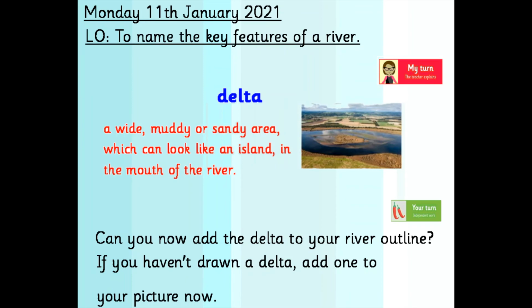So, another feature of a river is a delta, which is a wide, muddy or sandy area which can look like an island in the mouth of a river. Here is a picture of a delta here. Can you now add the delta to your river outline picture? If you haven't drawn a delta, don't worry, you can just add one to your picture now and label it as well.